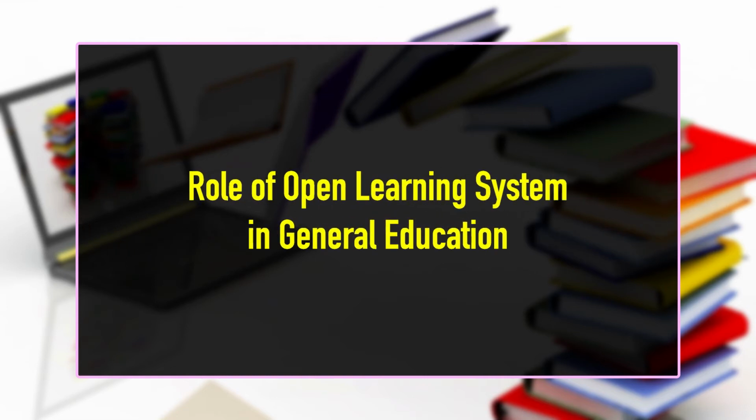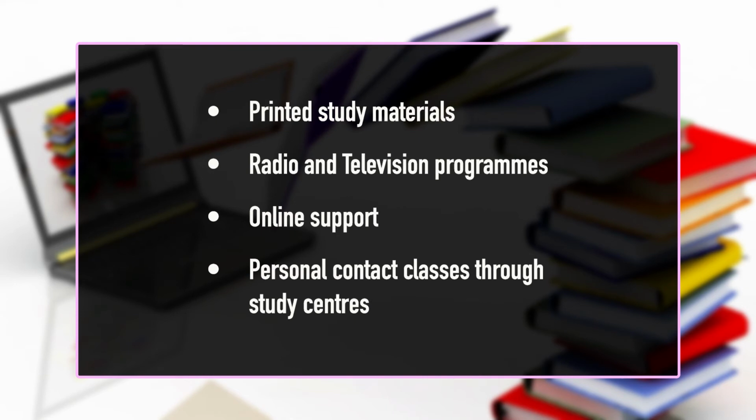Now let us discuss the role of open learning system in general education. Open learning system plays a crucial role in imparting general education through various means like printed study materials, radio and television programs, online support and personal contact classes through study centers. Open learning serves as a source of education for school dropouts, the marginalized and disadvantaged sectors of the society, residents of rural areas and remote regions, etc.